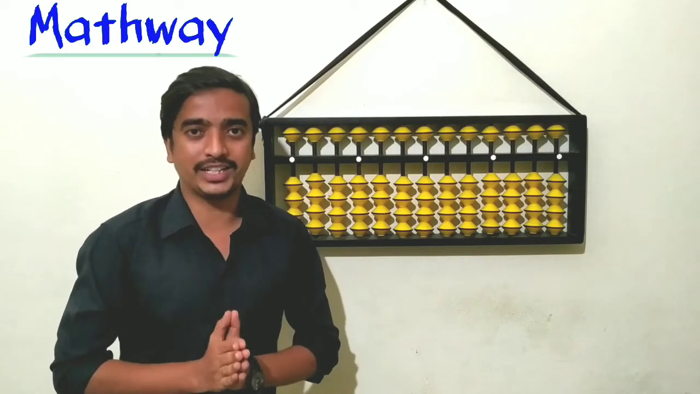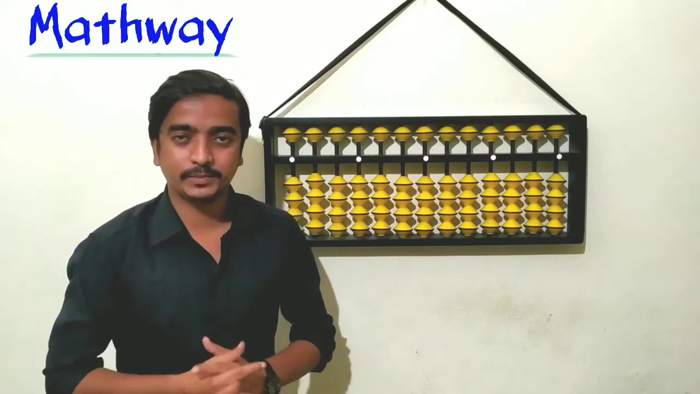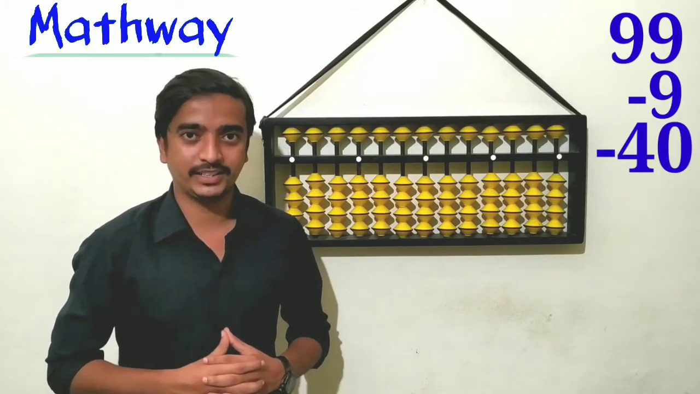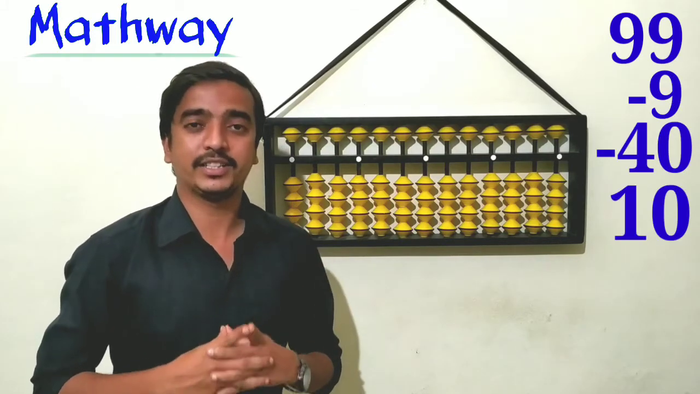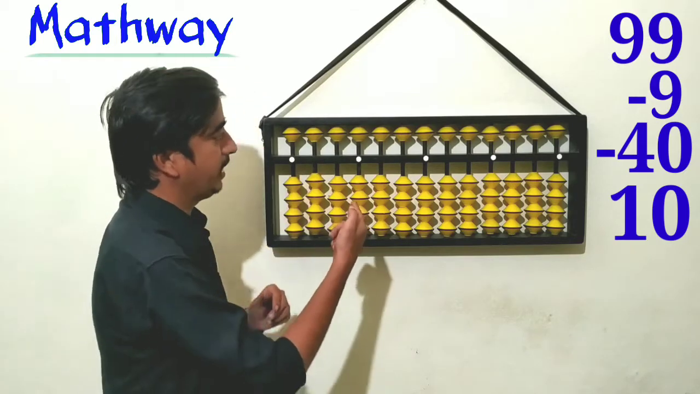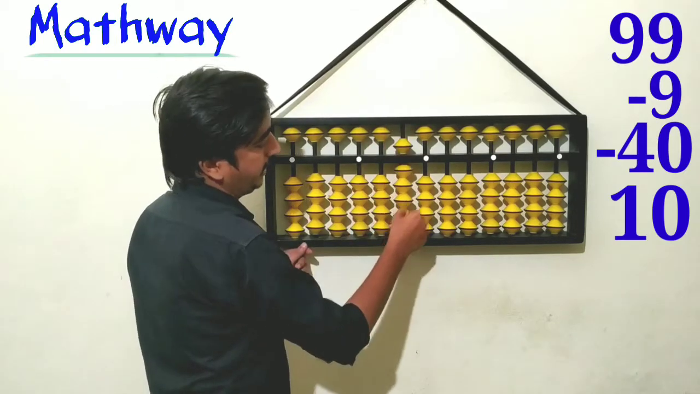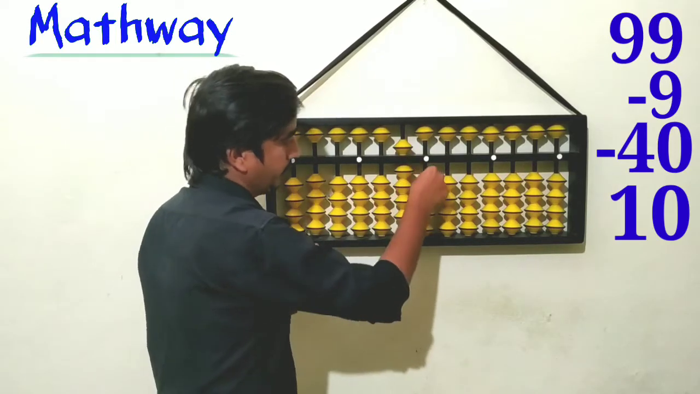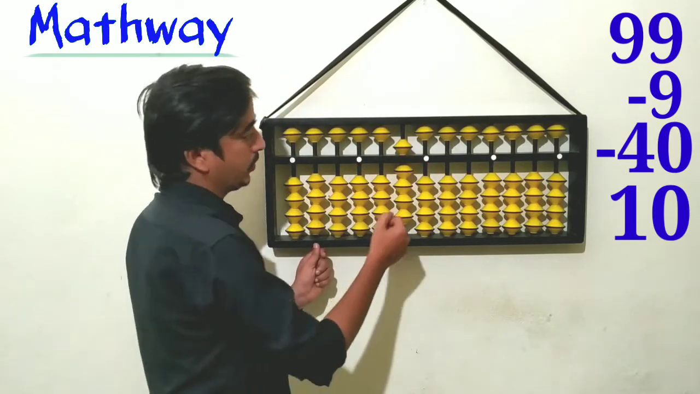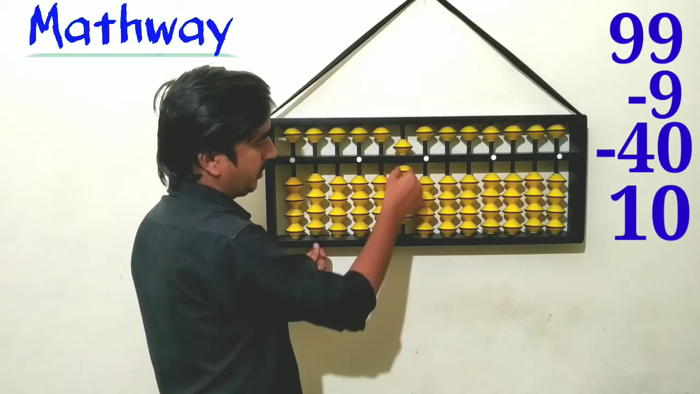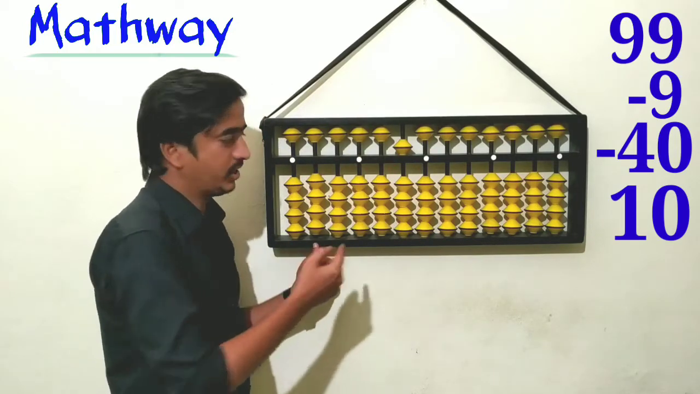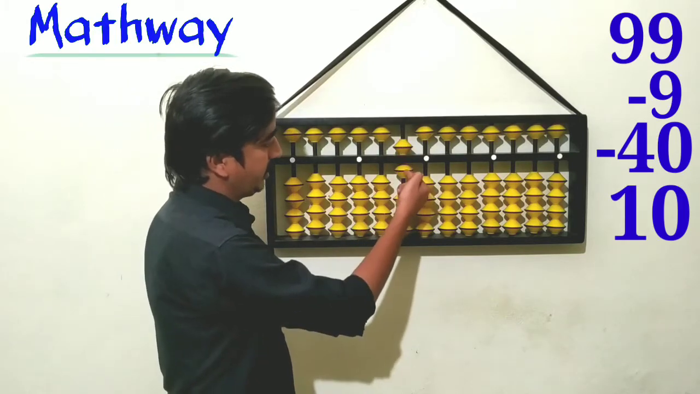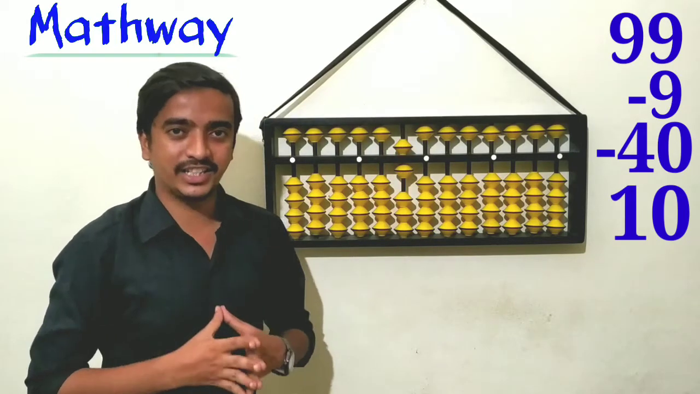Let's see one more example. 99 minus 9 minus 40 plus 10. So the first number is 99. Take 99 here. Then take away the 9. Then minus 40, so subtract 40 here. Minus 40 plus 10, add 10. What is left here? It is 50, 60. So the final answer is 60.